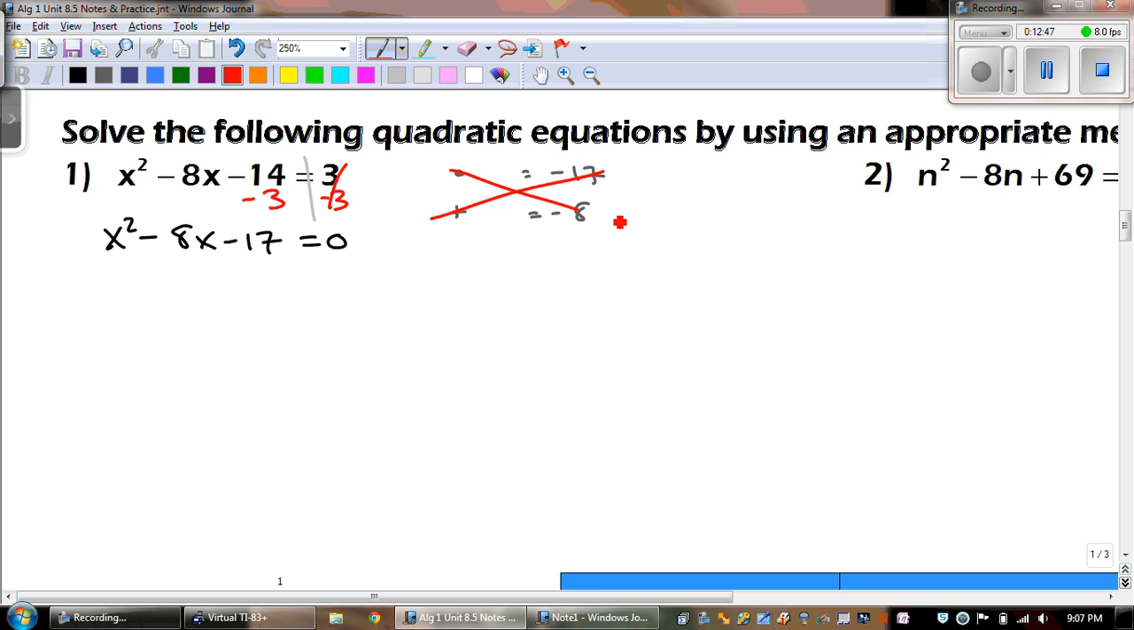And we can't do that. So then I would check to see if I can solve it by inverse. And we can't solve it by inverse because there is a linear term. So that means we're going to solve it by completing the square. We're going to add 17 to both sides, and we get x squared minus 8x equals 17.